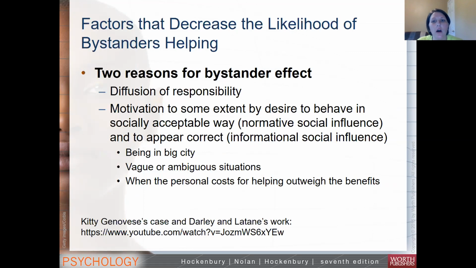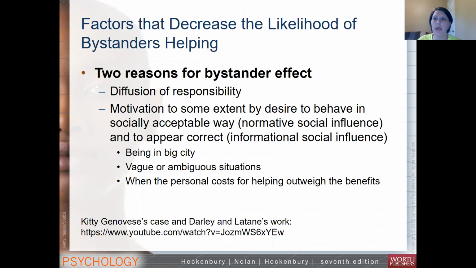There's also the idea that normative social influence and informational social influence come into play. Normative social influence is acting in a socially acceptable way. Should I call the cops? Is anybody else calling the cops? I heard a scream. Is that the right thing to do?